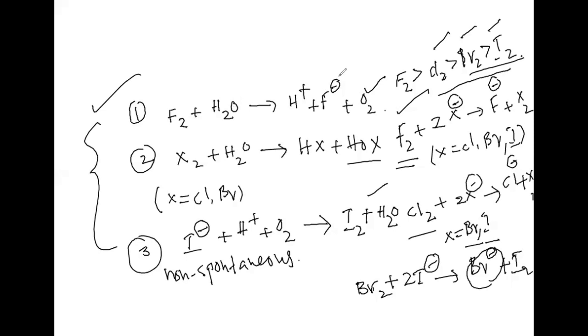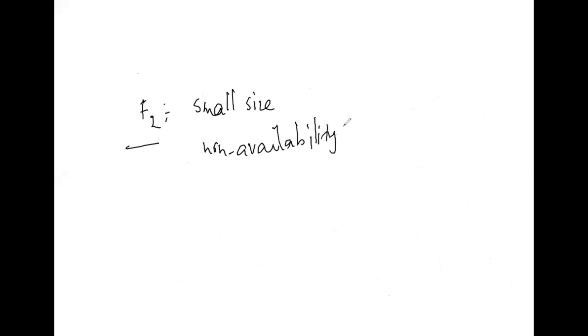But generally, when we see the first member of any group, there we can expect different behavior. That is because of what? What is the first factor? The first factor is small size, and the second factor is non-availability of d orbitals. Apart from this, any other points we can include for fluorine? High electronegativity. Very good. High electronegativity.